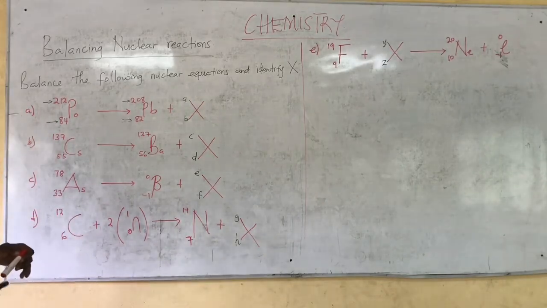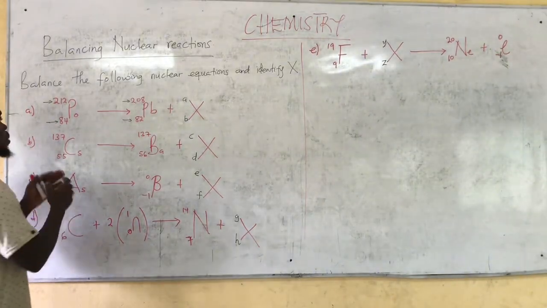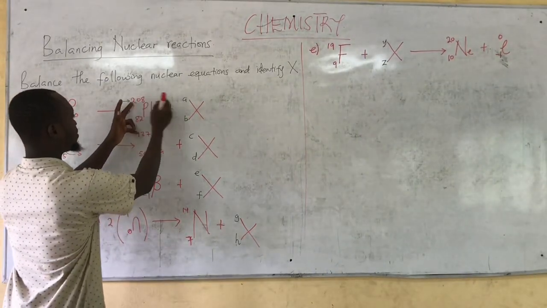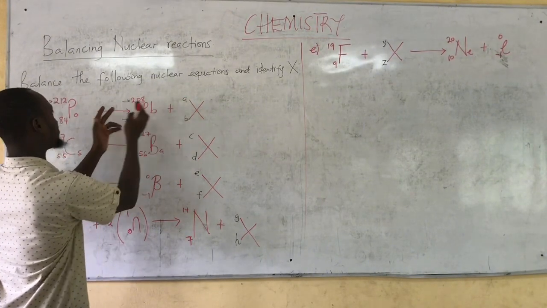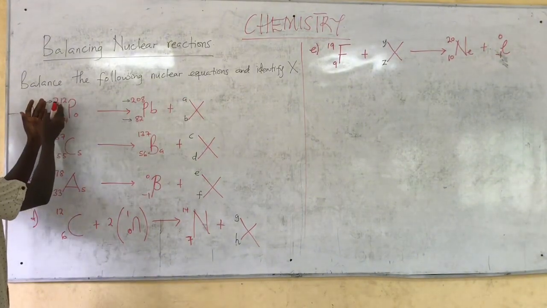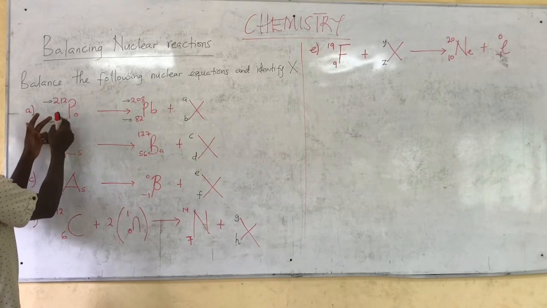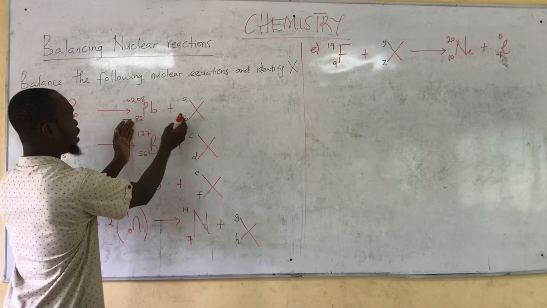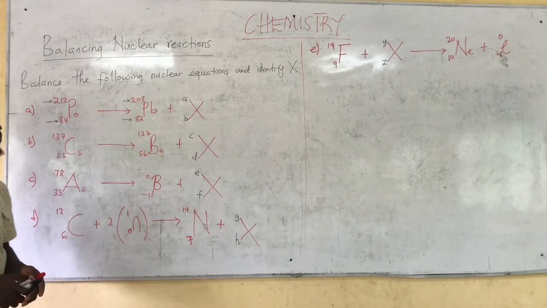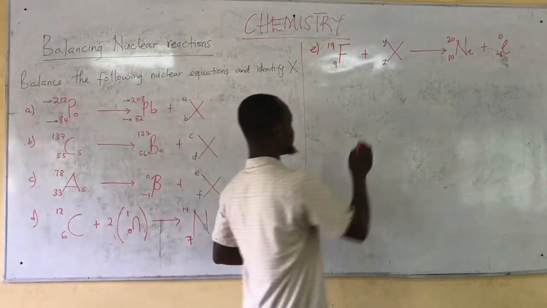In order to balance this nuclear reaction, when we add the total masses of the species in the products, it should give us the total mass of the reactant. And also, the total atomic number here should be equal to the total sum of the individual atomic numbers here as well. Alright, so now let's go through.